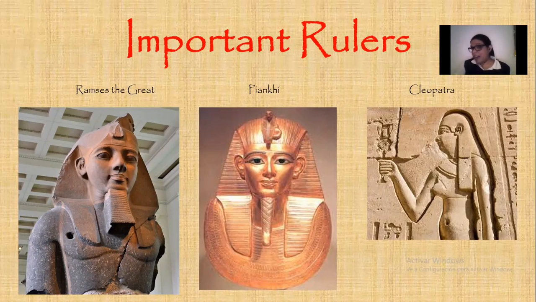When she found out that she wasn't able to defend herself from Julius Caesar, she wrapped herself in a rug, like a carpet, and she told a servant to lift up the rug with her inside and give it to Julius Caesar as a gift. When Julius Caesar opened the rug and saw her inside, he decided to start ruling Egypt along with her.